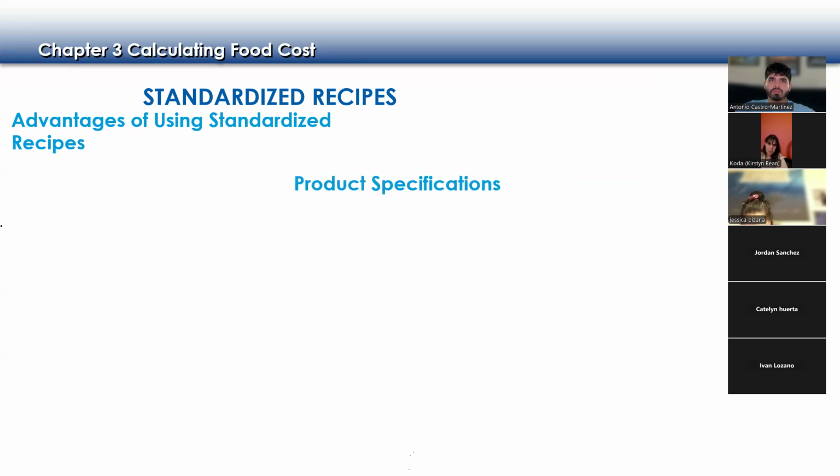The recipe will also tell us what the specifications for the product are. So we have two different specifications, quality versus quantity. Quality versus quantity. And the recipe will tell us the quality of the ingredients we need for the recipe.